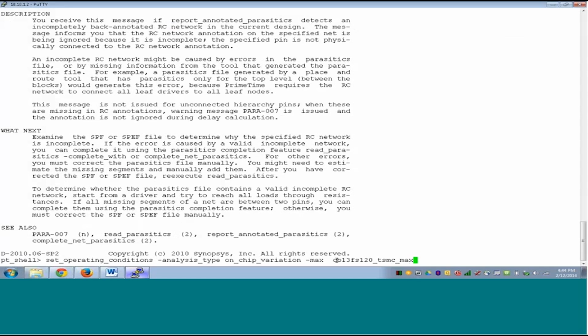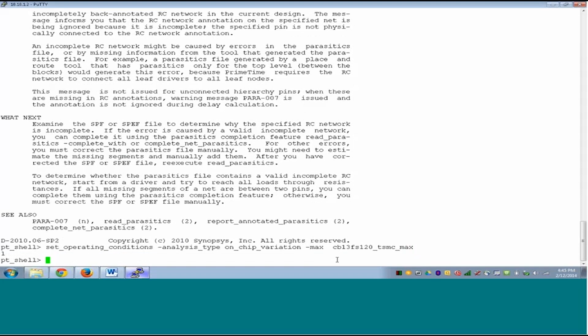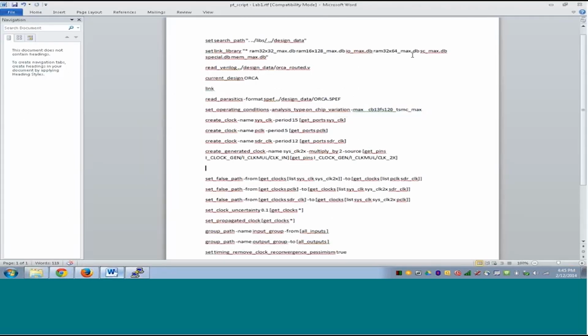This is the 130 nanometer library, which probably explains why there is no coupling capacitance. It might be negligible. This is the worst case operating condition. And now we will be working in the worst case format, because we have read all the max DBs. Correspondingly, there will be min DBs for the min format.